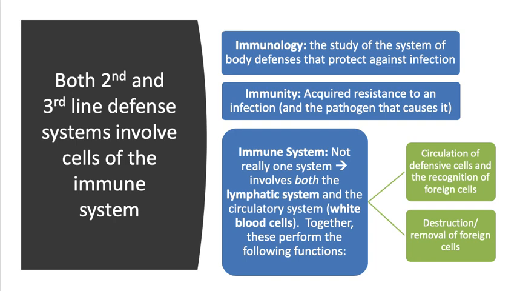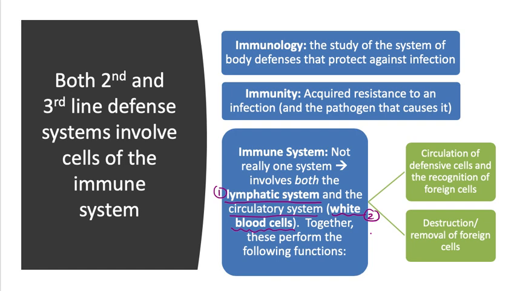So some basic definitions. Immunology is the study of immunity or the body's protection against infection. And immunity is that resistance to an infection and the pathogen that causes it. The immune system itself is not actually one body system. Instead, it consists of the lymphatic system, which we'll go over in the next slide, and the circulatory system. Specifically, not all of the circulatory system like the heart, but our white blood cells. So together, the lymphatic system and our white blood cells make up the function of the immune system.